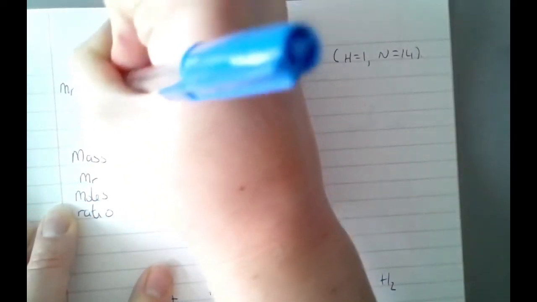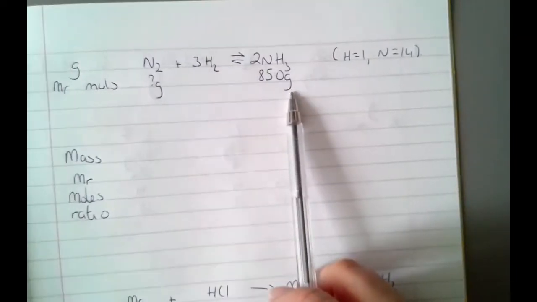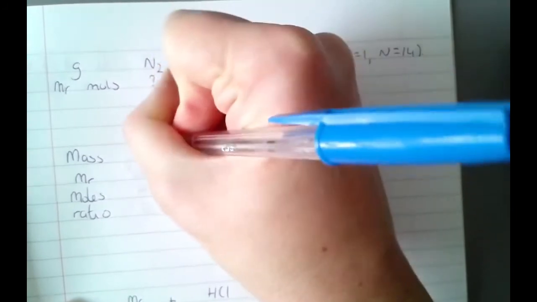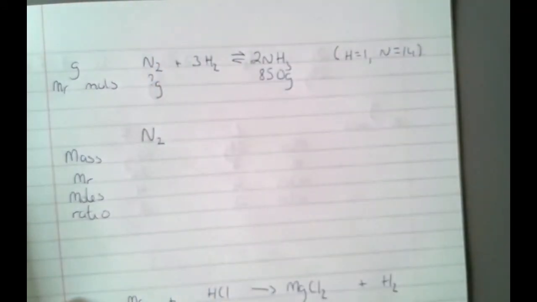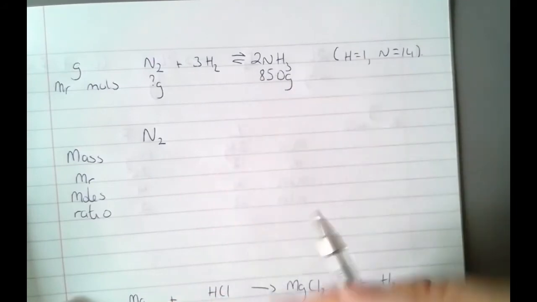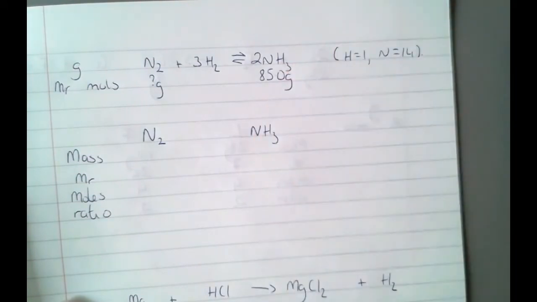I'm going to use my G, Mr, Moles. And I want to start filling in my table. So nitrogen, I am asked about nitrogen, so I'm going to include nitrogen. N2 is the formula for nitrogen. I'm not asked about hydrogen or given information, so I'm going to ignore it. And then ammonia, NH3. And again, I'm going to write that formula exactly as it's given to me. I'm just not going to bring down the big 2.